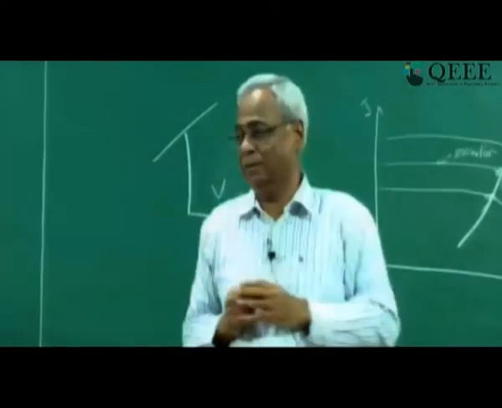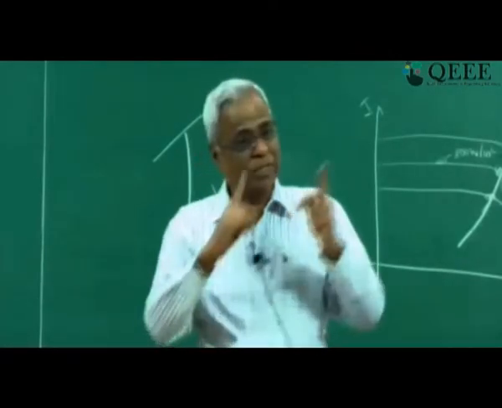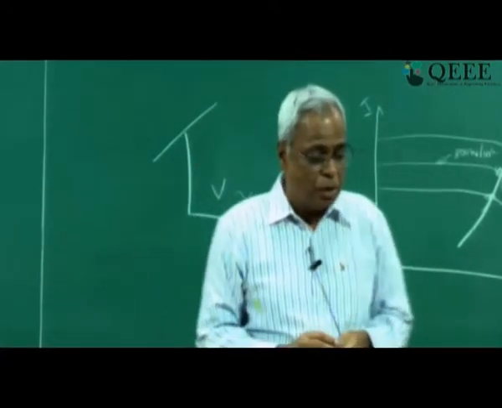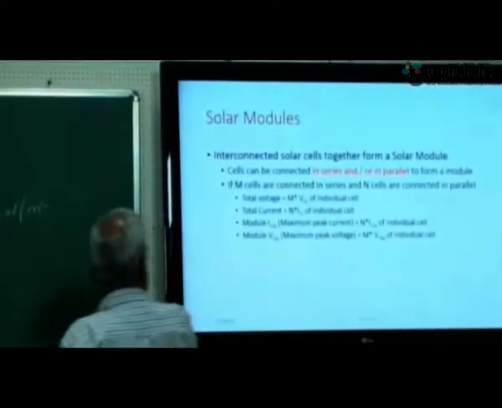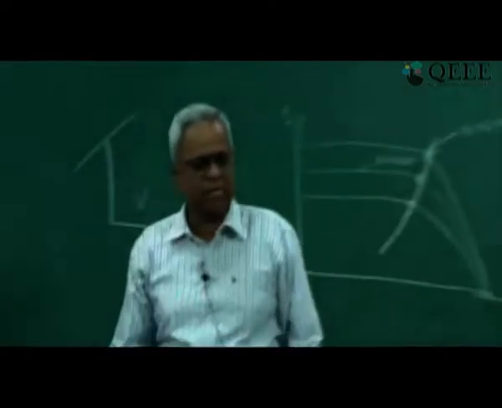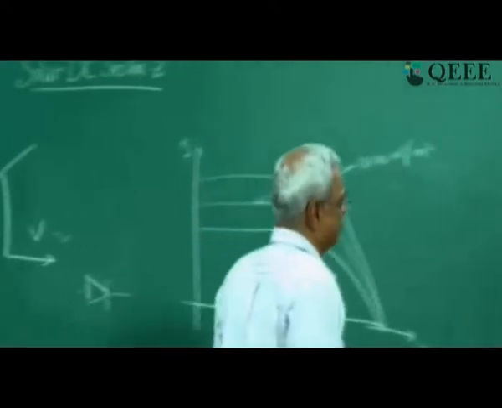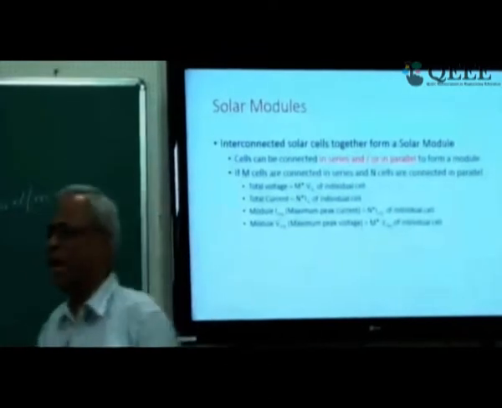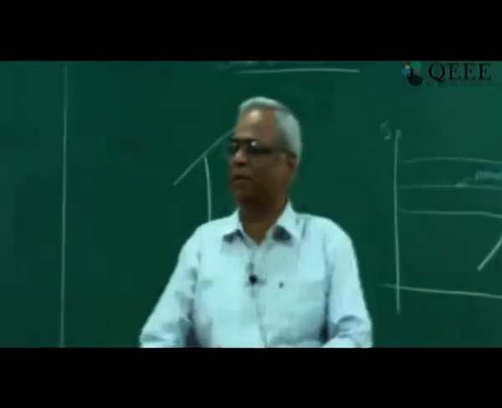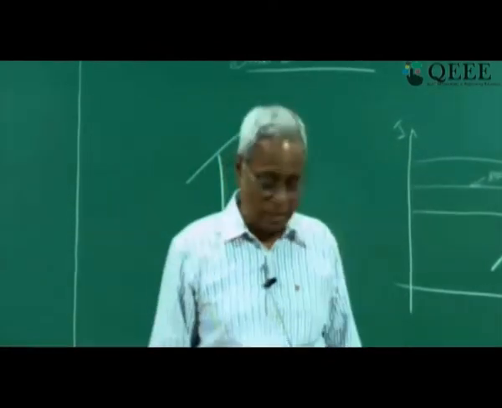Another is you put them in parallel. When you put them in parallel, what will happen? The current will go up, the voltage remains the same. So, the total voltage will be, if there are M cells connected in series and N in parallel, M times VOC, and the current will be N times ISC. And for the module, therefore, the maximum power point current will be N times IMP and the voltage M times VMP. So, N into M depends on the number of cells. Just multiply by the number of cells. Of course, you have to connect them either in series or in parallel and do it properly.